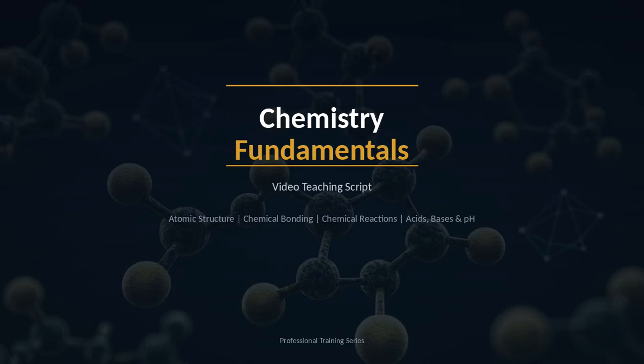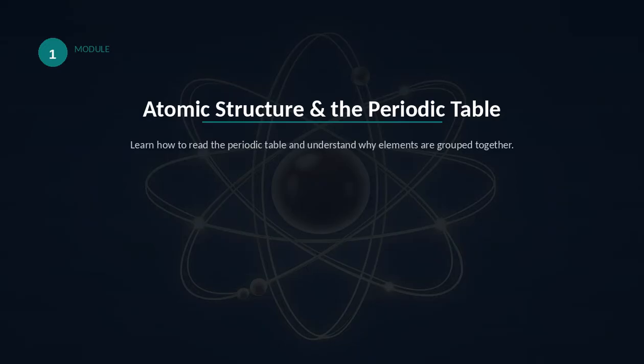Welcome to Chemistry Fundamentals. In this video, we'll explore four essential topics: atomic structure, chemical bonding, chemical reactions, and acids, bases, and pH. Let's get started. Module 1: Atomic Structure and the Periodic Table. We'll learn how to read the periodic table and understand why elements are grouped together.